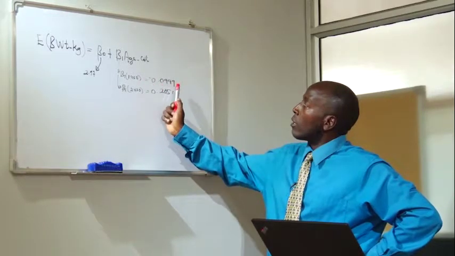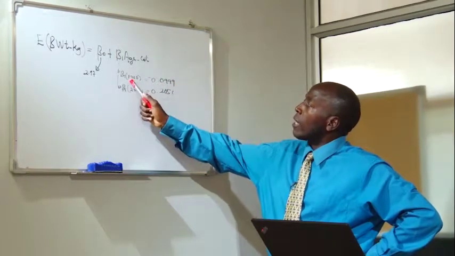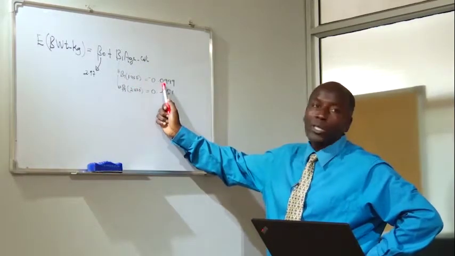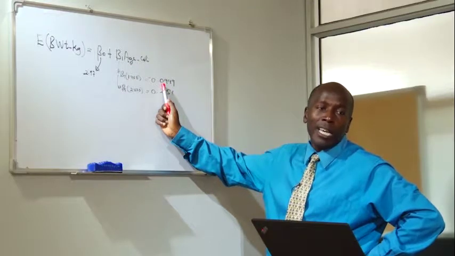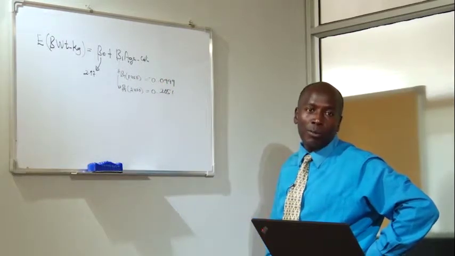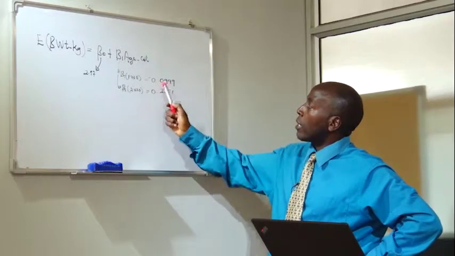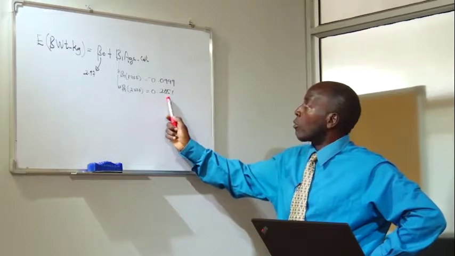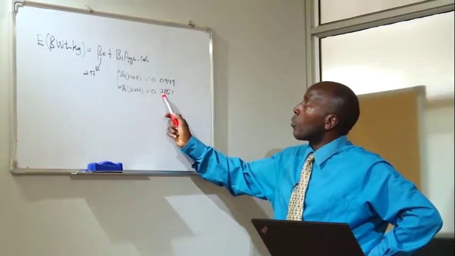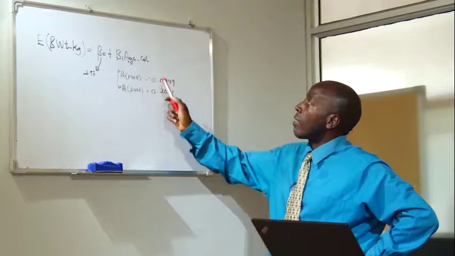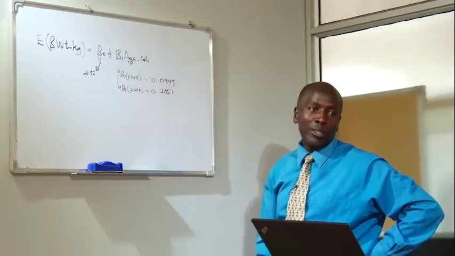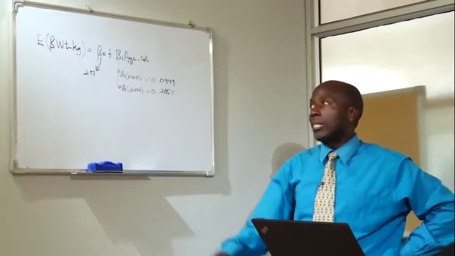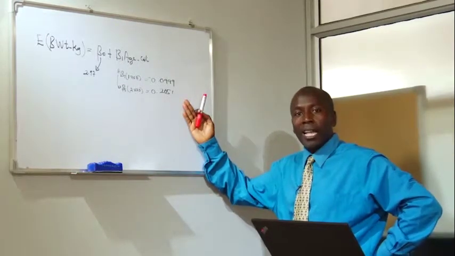On average, the babies born to mothers who are 20 to 29 years are almost 1 kilogram lighter than the comparative group, because this is a minus. Whereas those born to mothers who are 30 to 45 on average weigh 0.2 kilograms heavier than the reference, which is 14 to 19. But this is crude, it is unadjusted.